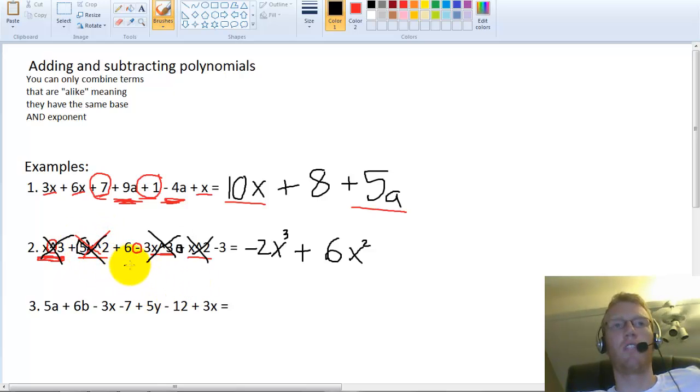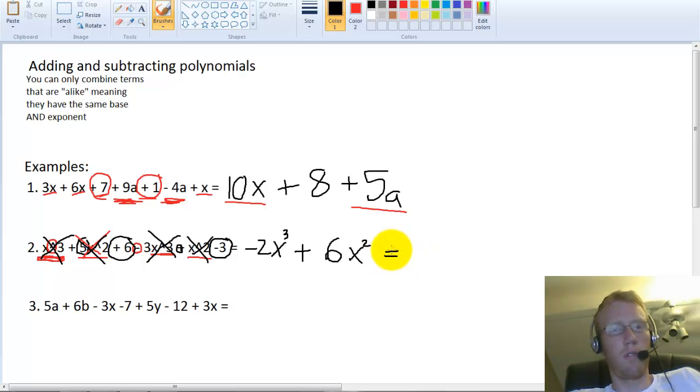Okay, the only thing left is just numerical values. I've got positive 6 and a negative 3. So positive 6 minus 3. Add those together and you get plus 3.